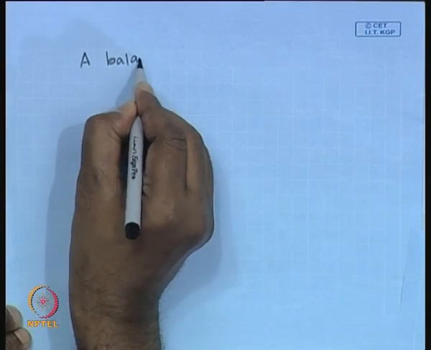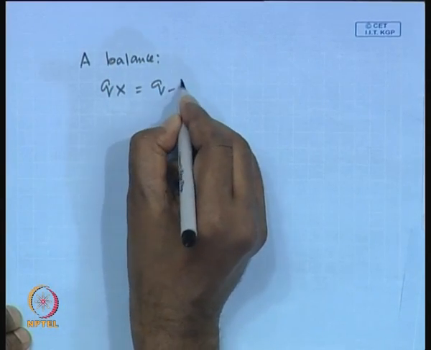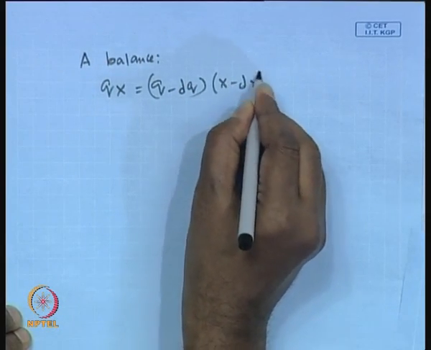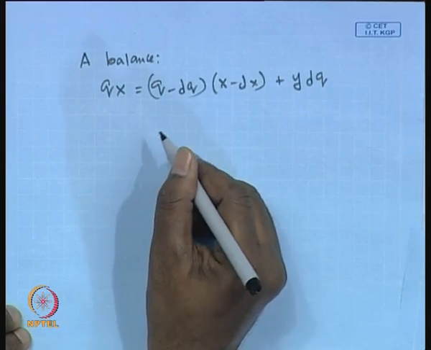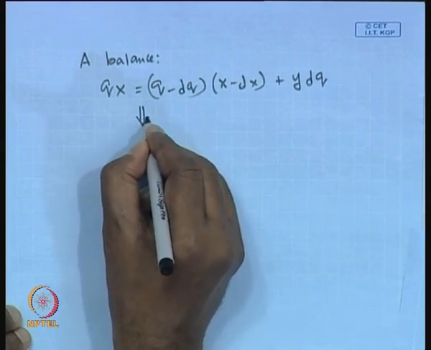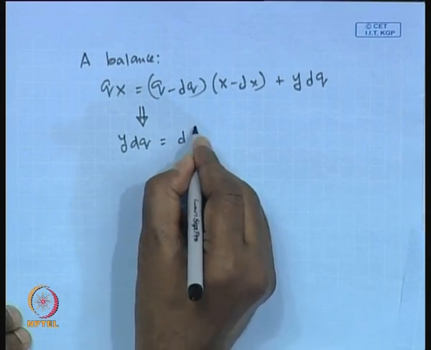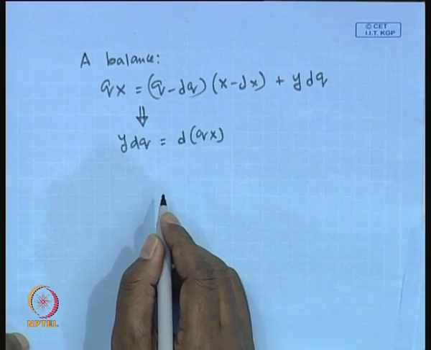Now, if we really do that, the A balance gives you q times x is equal to (q minus dq) into (x minus dx) plus y times dq, and if we just simplify this equation, this gives you y dq is equal to differential of q times x, right. And you can have a local flux of A across the membrane.